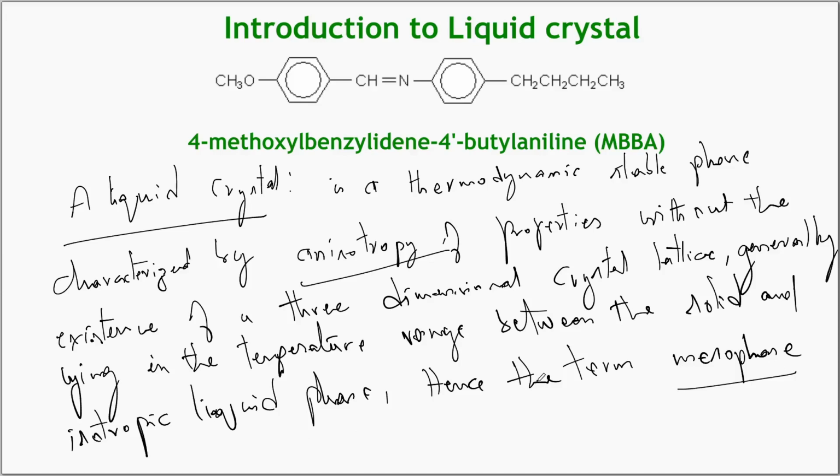One example of a liquid crystal is 4-methylbenzylidene 4'-butyl aniline, for short called MBBA. Every liquid crystal will have a long rigid rod-like structure. Along the length we have what is known as the director. The molecule will have a rod-like structure, and the length of the molecule is called the director.